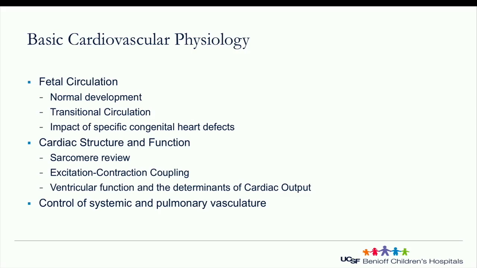As I mentioned, we're going to touch on normal fetal circulation as well as in the context of specific congenital heart defects, the transitional circulation, and then spend the bulk of our time talking about the basics of cardiac structure and function, some of the features of ventricular function and determinants of cardiac output, and then finish with a nice review of both the systemic and pulmonary vascular bed.